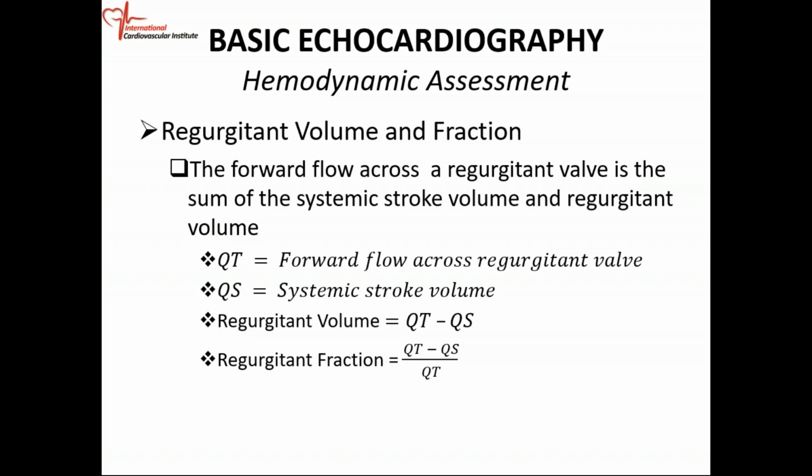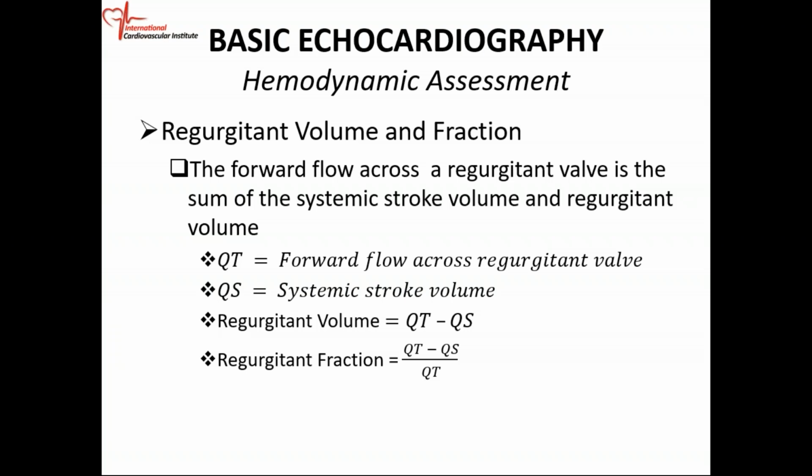But if the mitral valve is incompetent for whatever reason, and you have mitral regurgitation, then in systole, when the left ventricle contracts, we expect blood to flow across the left ventricular outflow tract, across the aortic valve, and into the aorta. But if the mitral valve is incompetent, blood is also going to flow backwards from the left ventricle, across the mitral valve, and into the left atrium. That's what we call mitral regurgitation.